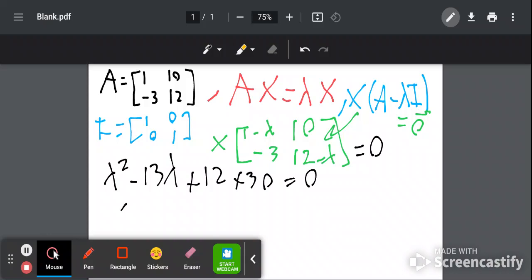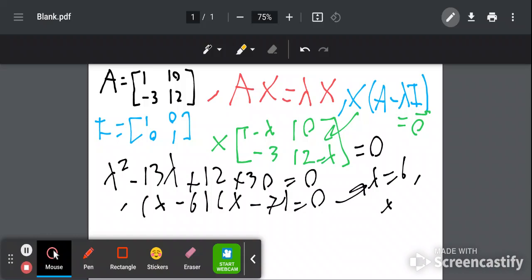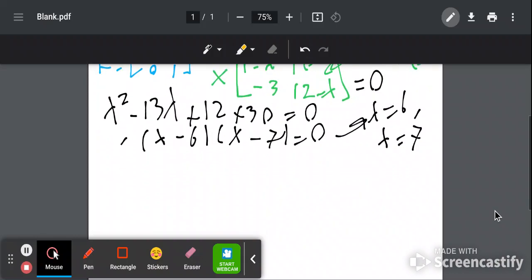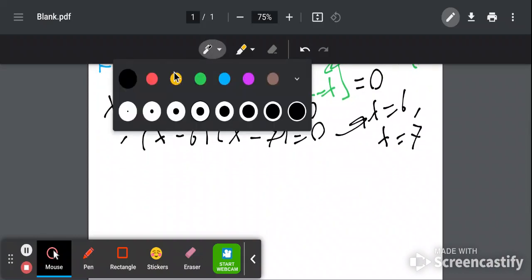So this becomes lambda squared minus 13 lambda plus 42, which can be factored as lambda minus 6 times lambda minus 7. So this gives us two eigenvalues: lambda is equal to 6 and lambda is equal to 7. So how are we going to find the corresponding eigenvectors? Basically, we just have to plug it back in.